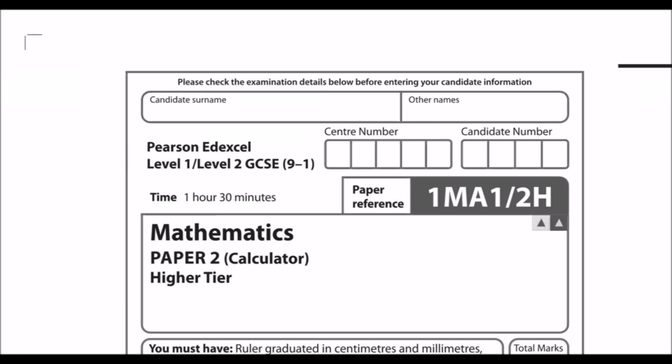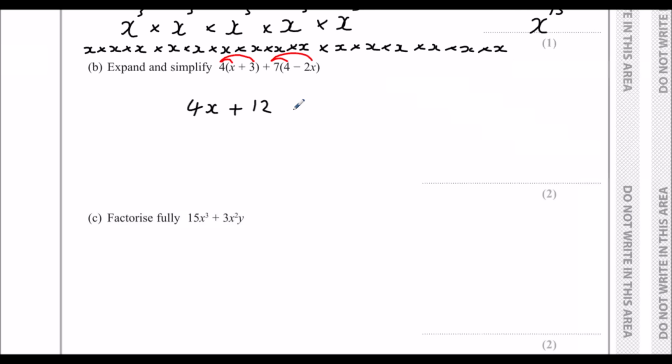Part B, expand and simplify. So we're going to expand the brackets, and that means timesing the number outside by both the terms inside. So we're going to do 4 times x, 4 times 3, then 7 times 4, and 7 times minus 2x. So 4 x's are 4x, 4 times 3 is 12, positive 12, 7 4s are 28, and a positive times a negative is negative, 7 times 2x is 14x.